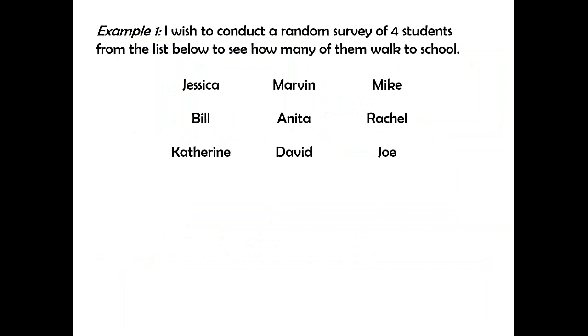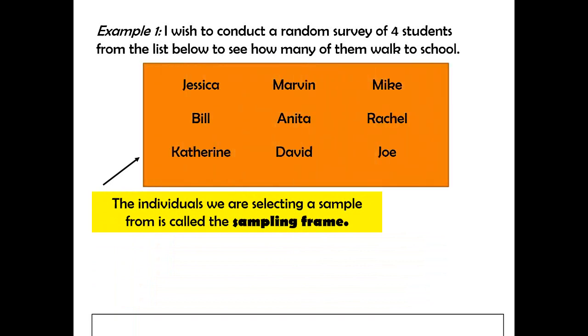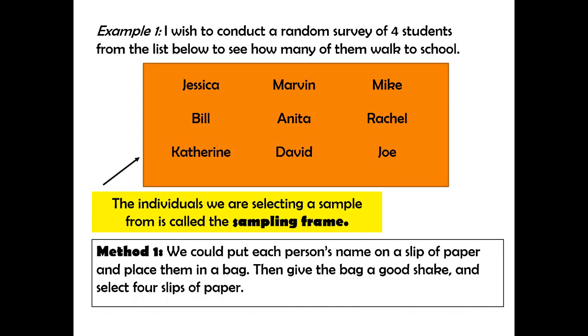So let's conduct an SRS. I want to conduct a random survey of 4 students from the list below to see how many of them walk to school. The individuals we are selecting from called our sampling frame, right? We talked about that a couple of minutes ago. What we could do is put each person's name on a slip of paper and place them in a bag, give the bag a good shake, and then select 4 slips of paper.